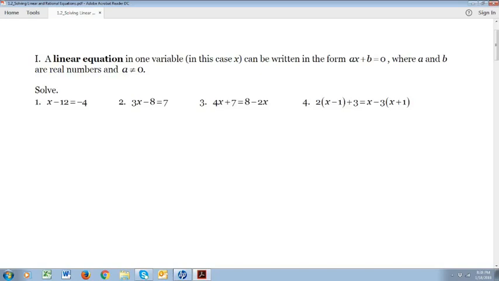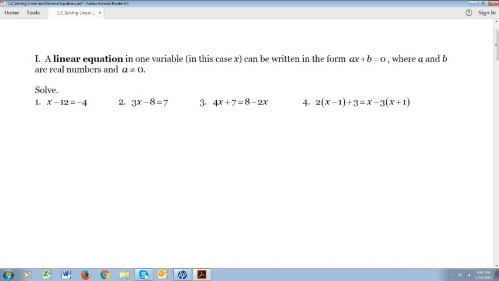It says a linear equation in one variable, in this case x, can be written in the form ax plus b equals 0, where a and b are real numbers and a is not 0. So in other words, a linear equation will have a variable such as x to the first power. Remember, x, written as it is, indicates that the exponent is to the first power. So all these equations are linear equations.